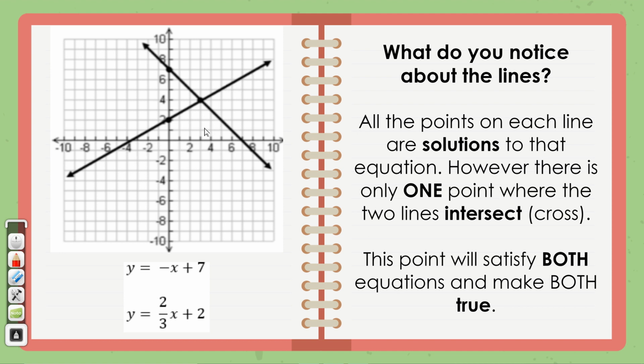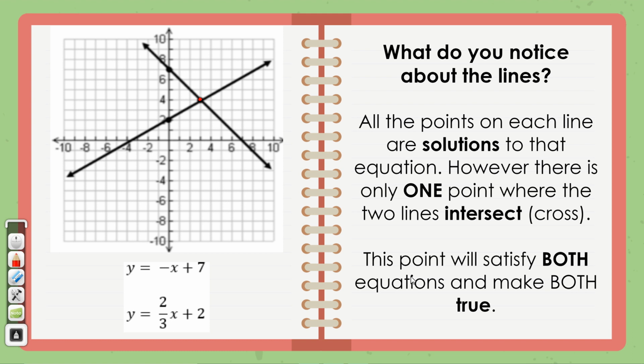However, the one point that will solve both of them is where they intersect or where they cross. This point right here will solve both equations. You can plug it into this one and it works, and you can plug it into this one and it works. So when we have two lines that intersect, there's one solution that works for both of them, and that's what we're trying to find. The point that will satisfy both equations and make both true. So let's look at the next part.